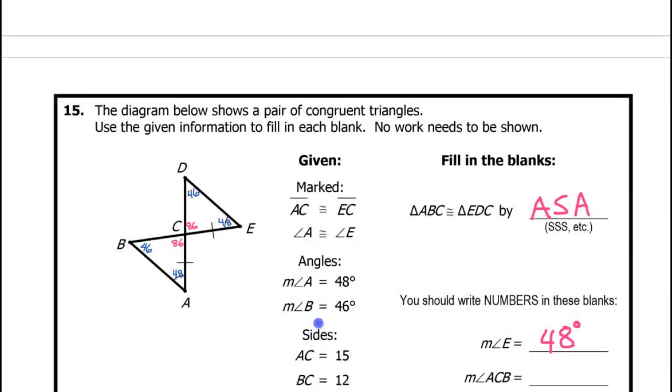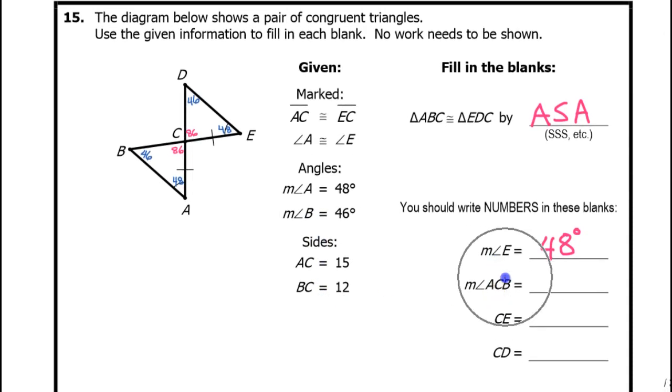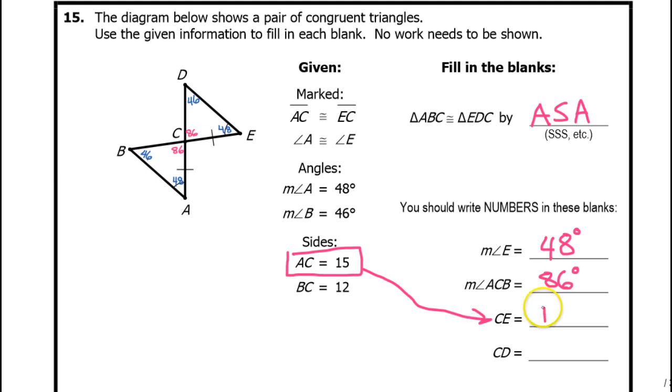Okay, so now we should be able to answer anything. So let's see. Angle ACB is this 86 degree, it's one of the vertical angles, so that's going to be 86 degrees. Okay, now what about CE? All right, so CE is congruent to AC, and AC is 15. So that means CE must also be 15.